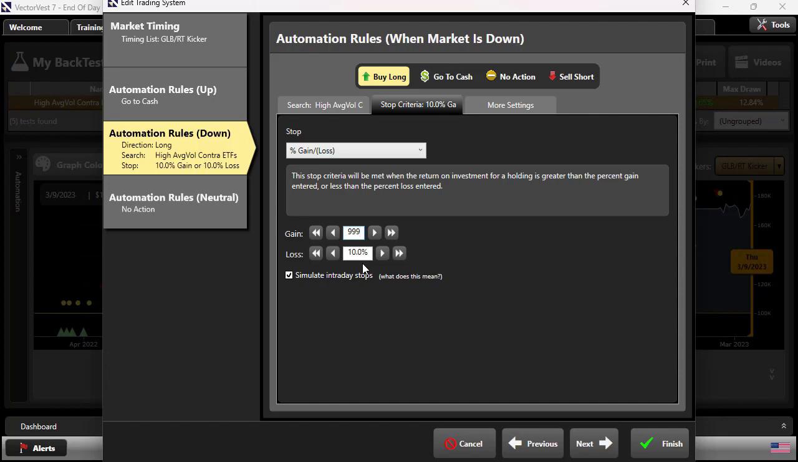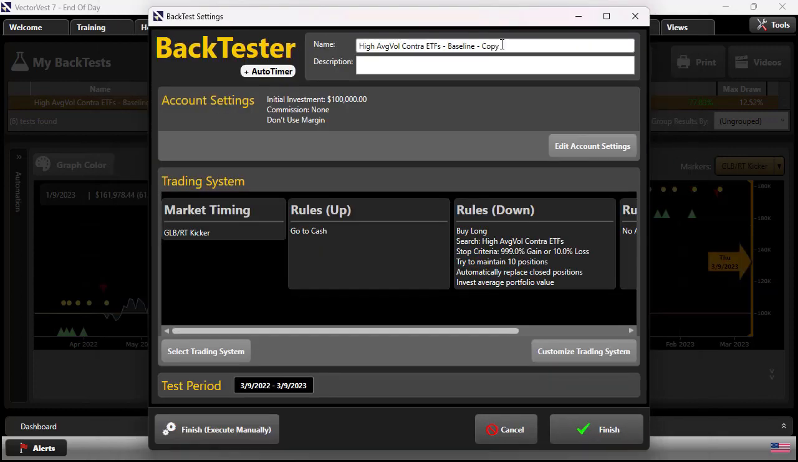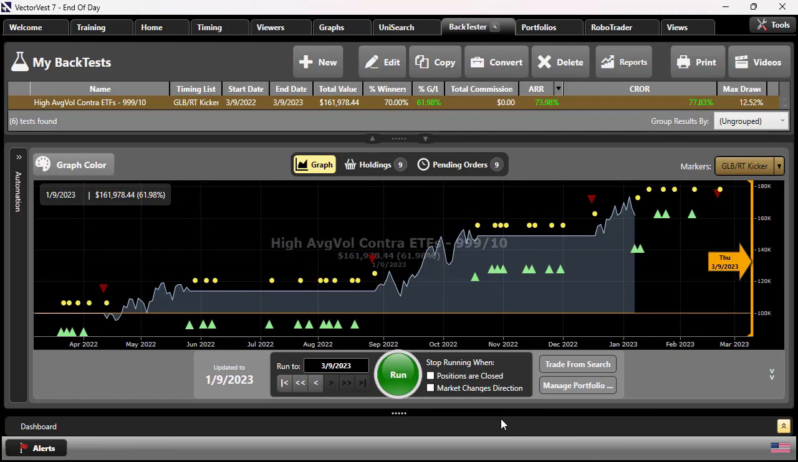So now this stock price can bounce all around. If it falls below 10% of my cost basis, I'll close out the trade. On a 10-stock portfolio, that would represent a 1% loss to the portfolio value on that particular trade. Let's click finish and let's modify our name to 999/10. So my naming convention helps me remember the settings, and let's click finish and run.